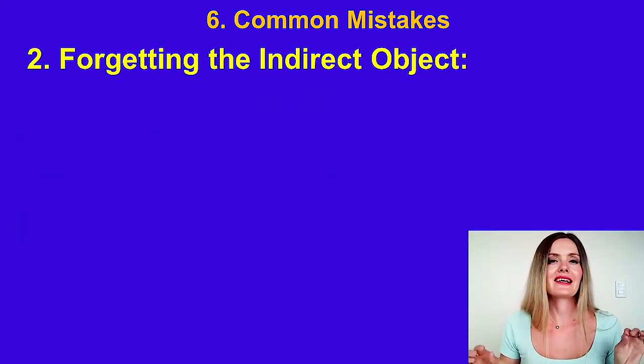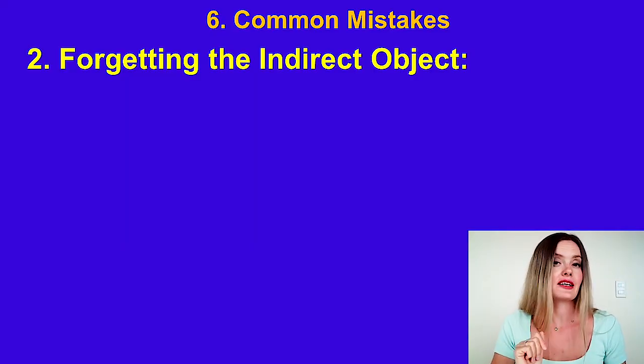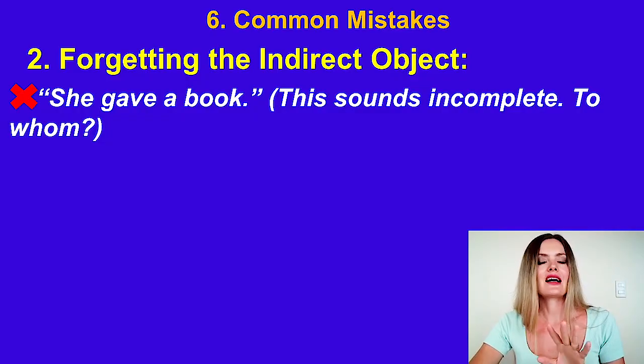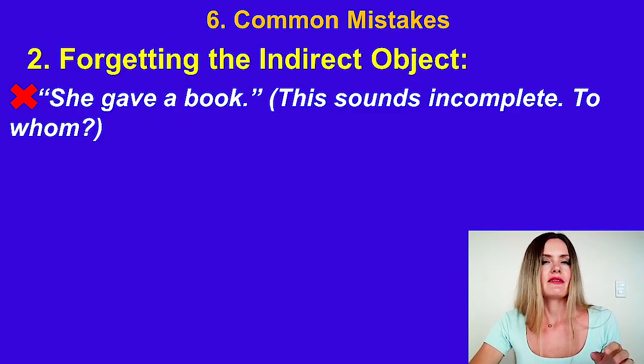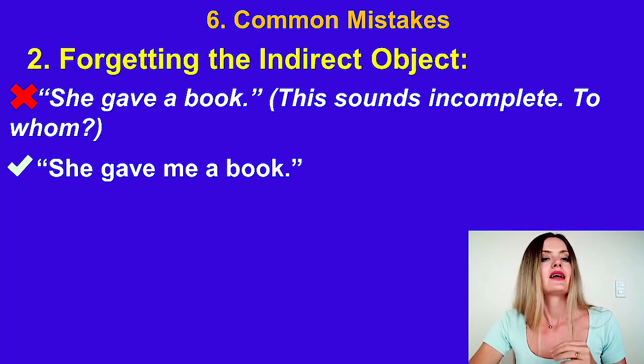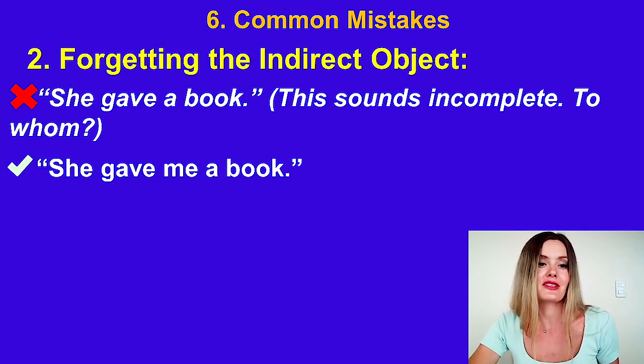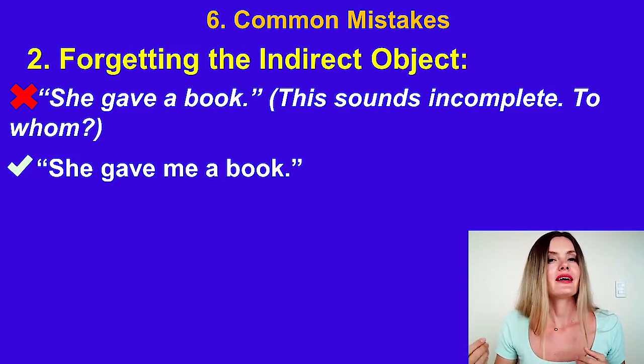Another common mistake is forgetting the indirect object. She gave a book. This sounds incomplete. She gave a book to whom? She gave me a book. So this is a correct way to say it. She gave me a book.